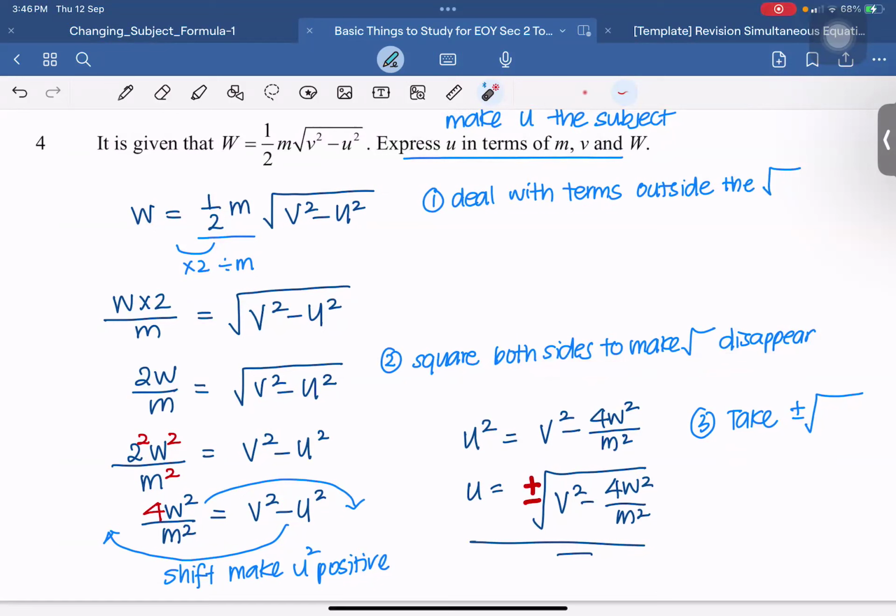Okay, can. Then the next step, I want to get rid of the square root. Not shift the square root here. I want to get rid of the square root, so I square both sides.